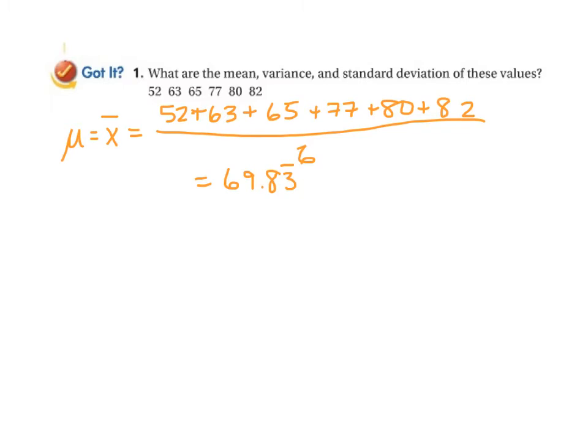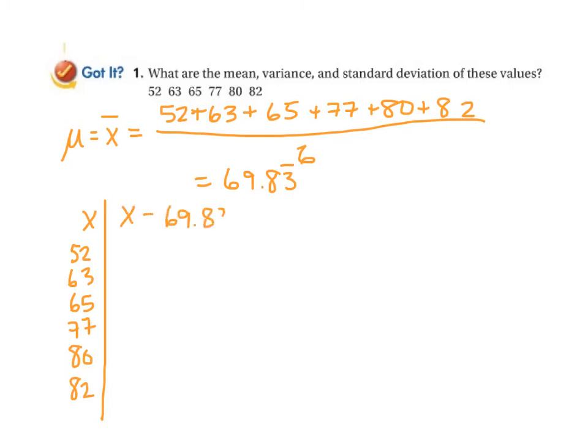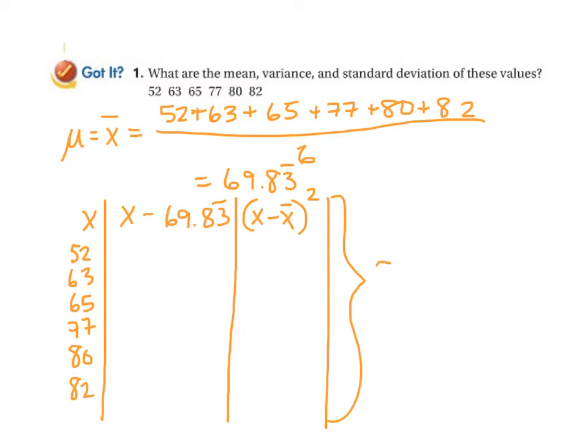So what I'm going to do is make a little table. The x values, so 52, 63, 65, 77, 80, and 82. Then I need the difference between those values and the mean. And then I'm going to square that difference. And then I'm going to add those all up. Find their average. And that's going to be my variance.